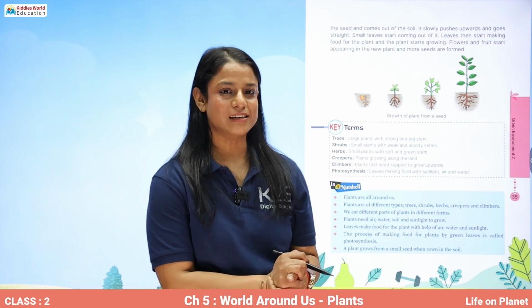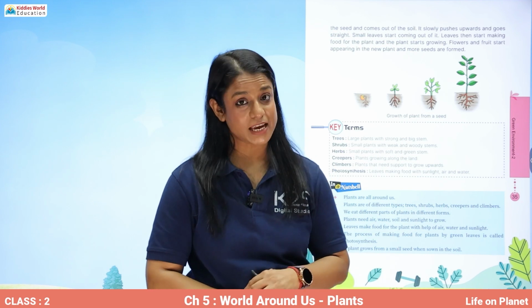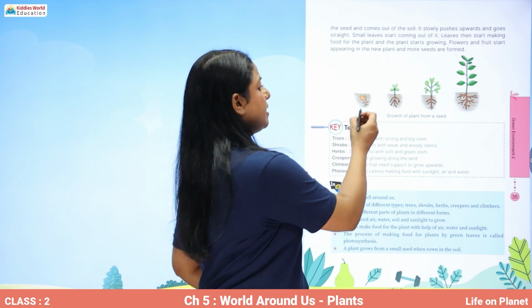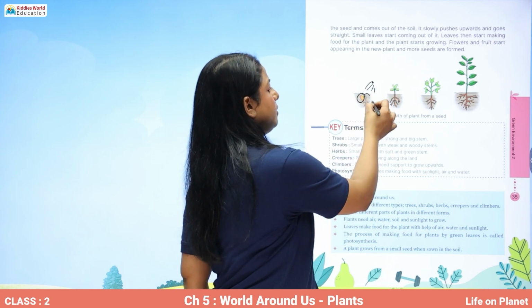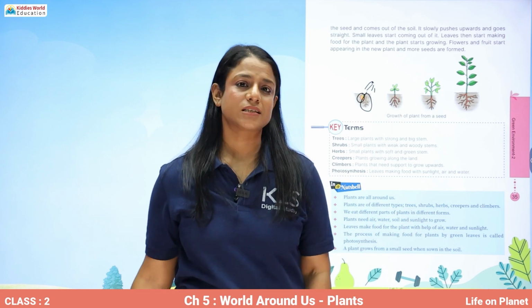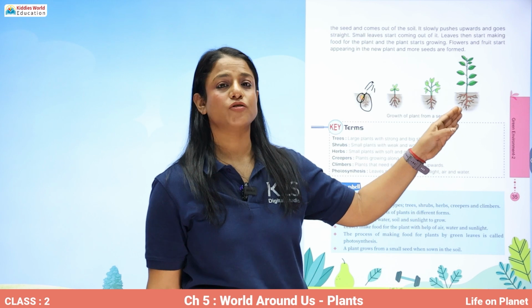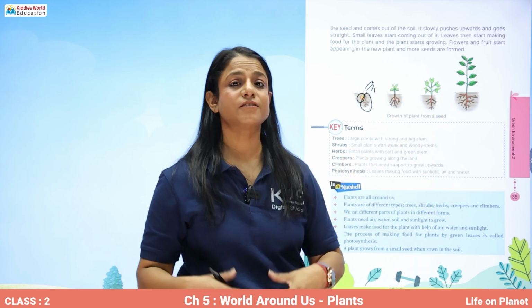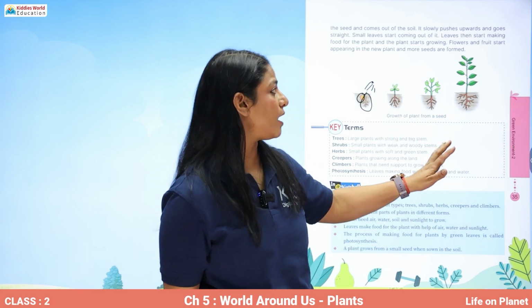Alright, is that clear? So here is a beautiful picture of the life cycle of a seed of a plant. So a seed is being sown. When we water it, then roots come out. Slowly the stem pushes out of the soil and the leaves start appearing. Then the leaves start growing and prepare food for the plant.